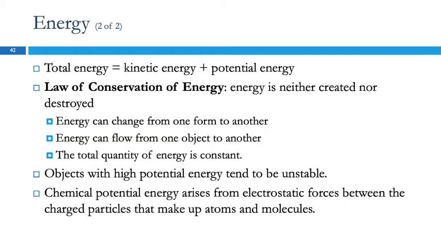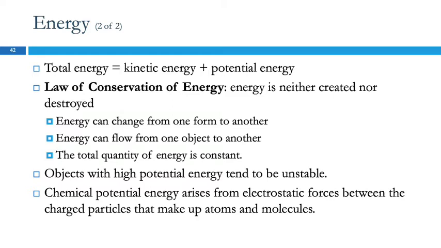So we can talk about the total energy that something has as being the sum of its potential energy and its kinetic energy. And so just like we had a law of conservation of mass, there's a law of conservation of energy, which says that energy is neither created nor destroyed. It can change from one form to another. It can flow from one object to another, but the total quantity of energy is constant. We observe that objects with high potential energy tend to be unstable, and they tend to change in a way that lowers their potential energy.